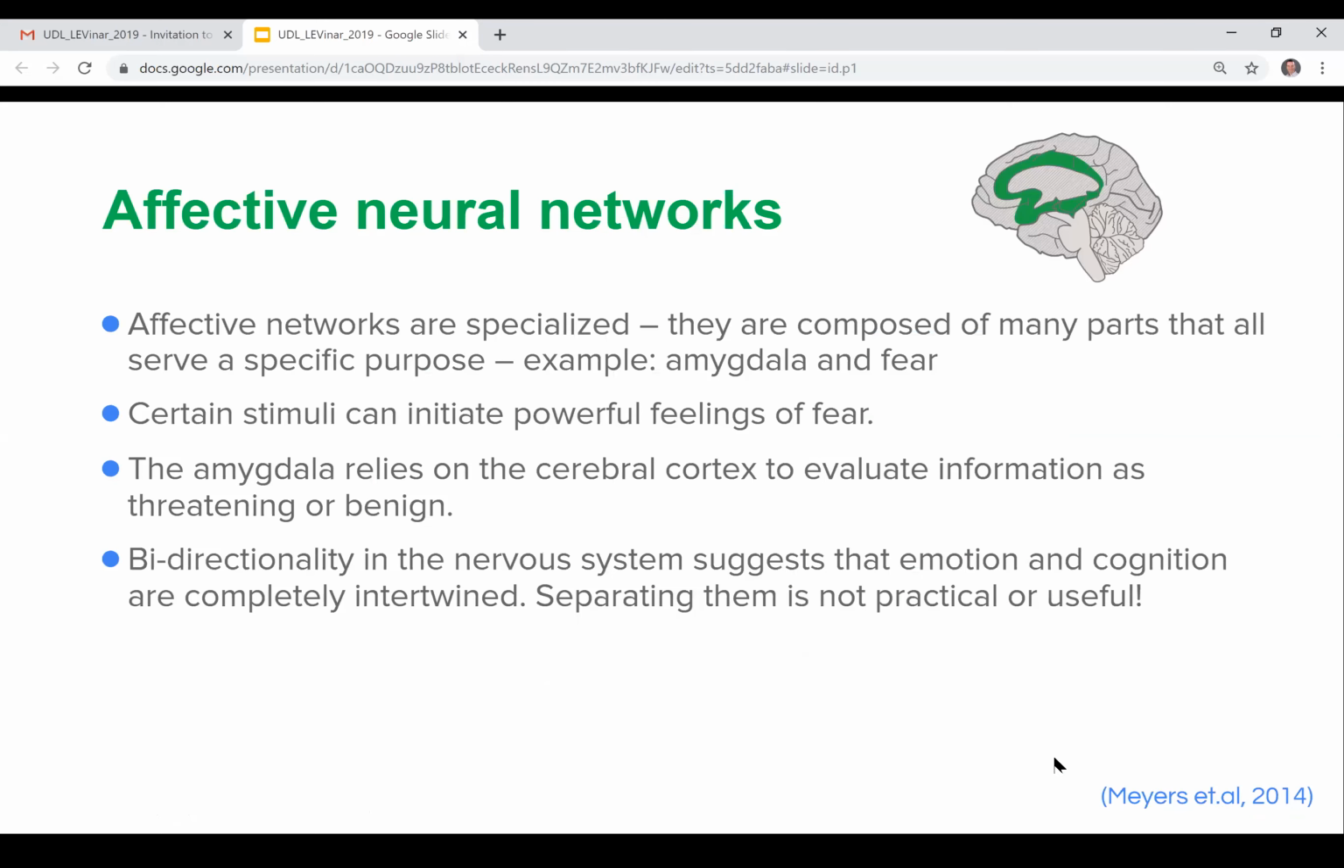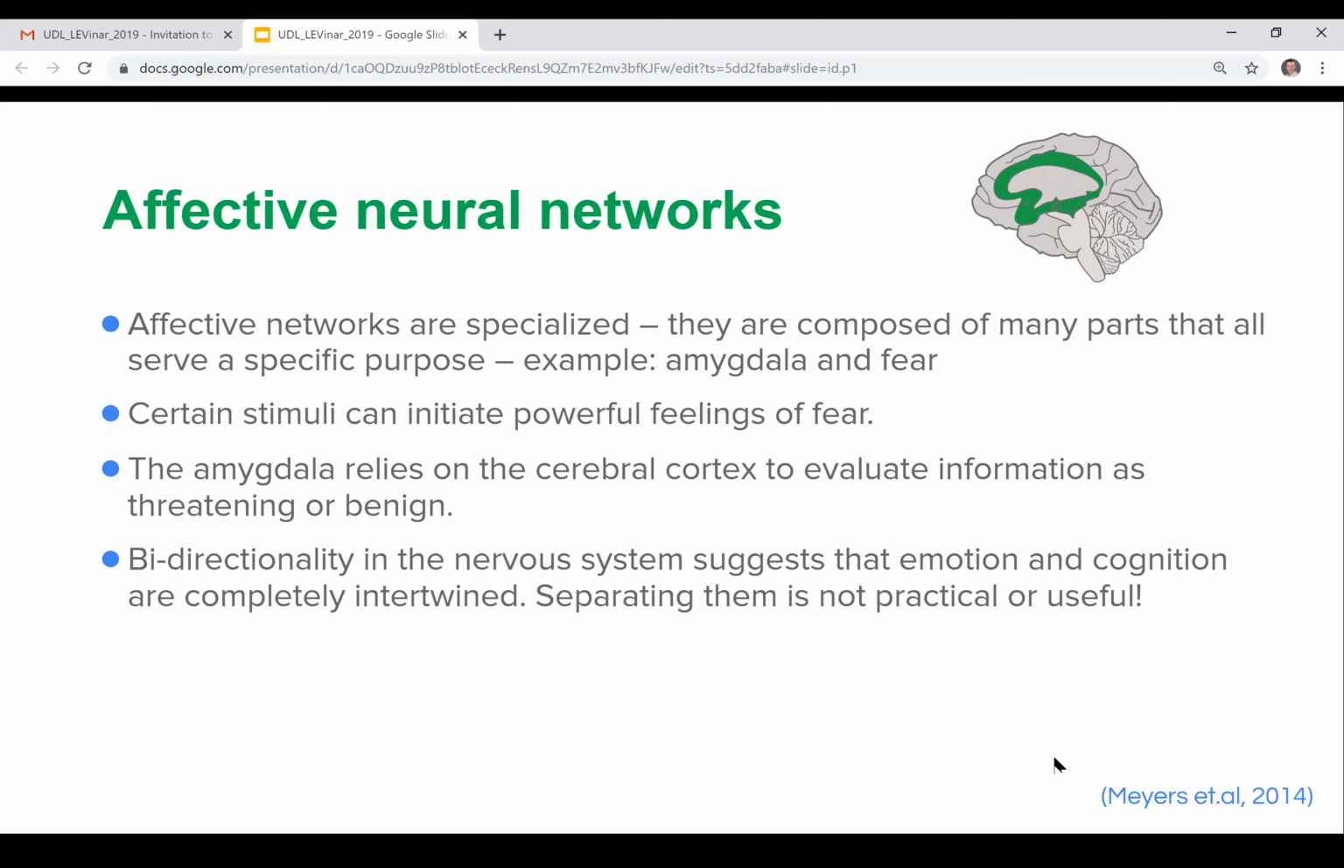So we're going to dig into each of the networks a little bit, starting with the affective neural networks. Affective networks are specialized. They're composed of many parts that serve a really specific purpose, including the amygdala, which controls our fear. Certain stimuli can initiate powerful feelings of fear. The amygdala relies on the cerebral cortex to evaluate information as threatening or benign.